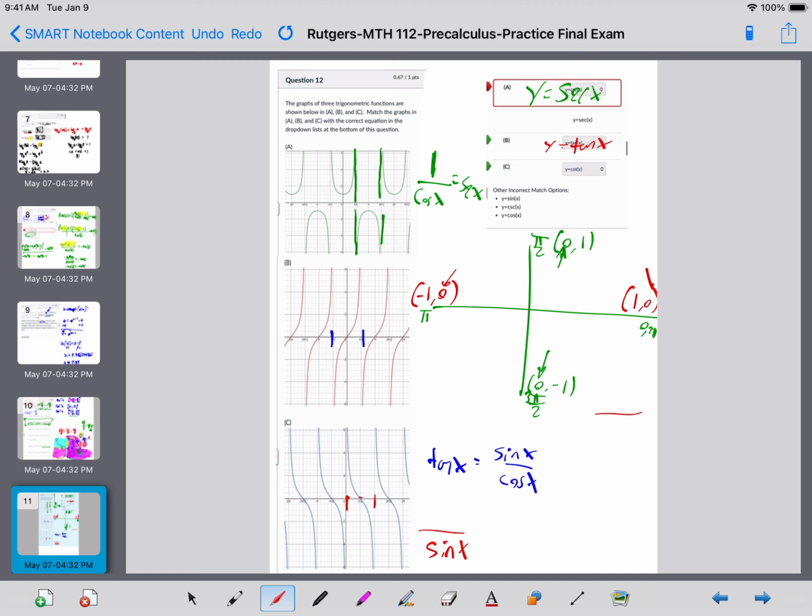And then we have these zeros at pi over 2. So that means your numerator equals 0 at the trig function of pi over 2. That equals 0. So we said at pi over 2, cosine is 0. So we have cosine of x over sine of x, which is cotangent. It's the reciprocal of tangent. So 1 over tangent, cotangent. So this is y equals cotangent. Okay?